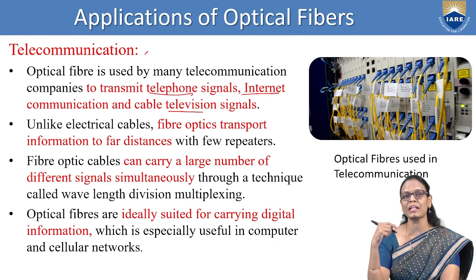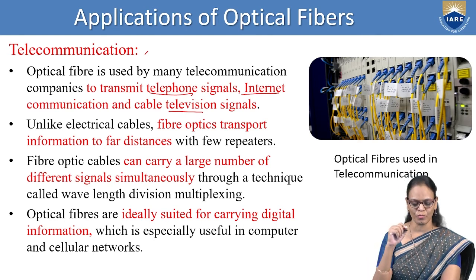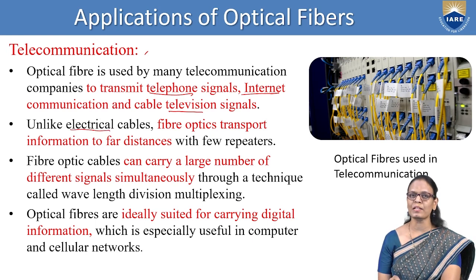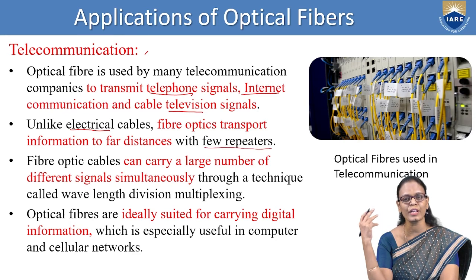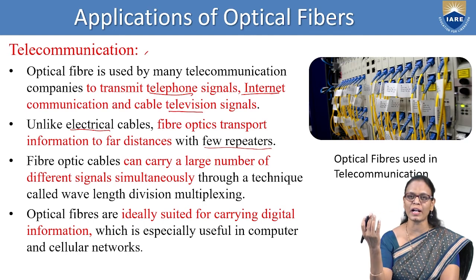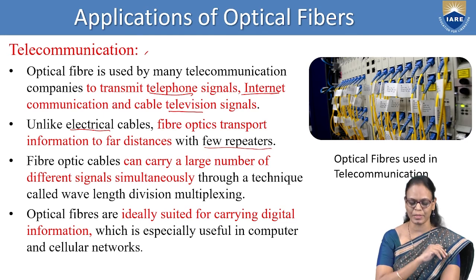We call it many into one. Many signals can be sent through one optical fiber. And unlike electrical cables, fiber optics transport information to far distances with few repeaters. So if we have to transmit the data to very long distances, we have seen that we are going to use repeaters. With the help of these repeaters, we are able to transmit data to far distances, which is not possible with the help of electrical cables.